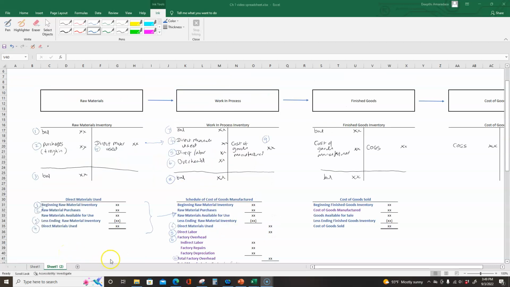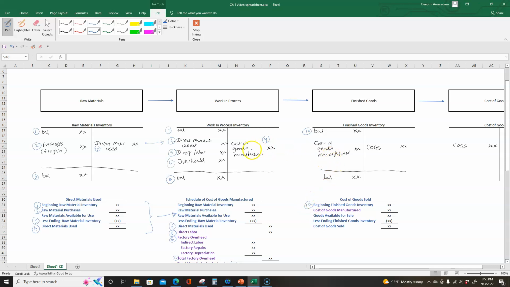Now, let's look at calculating cost of goods sold. We know cost of goods sold is calculated in the finished goods inventory account. Of course, it's there in the cost of goods sold T account as well, but for the calculation, we need to look at finished goods inventory. The calculation of finished goods starts with the beginning finished goods inventory. I'm going to label that 10. To that, we add cost of goods manufactured.